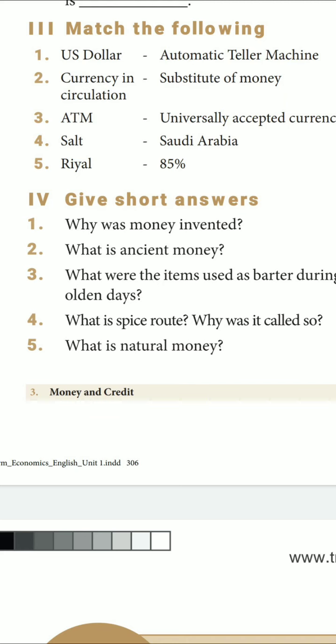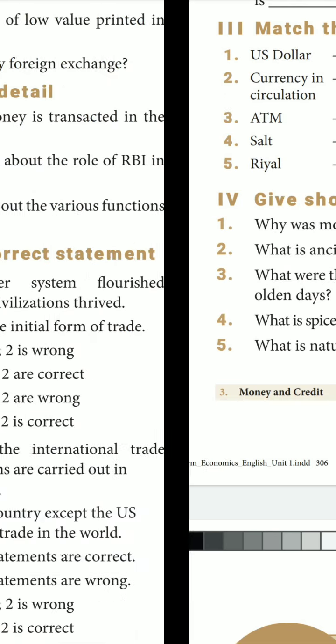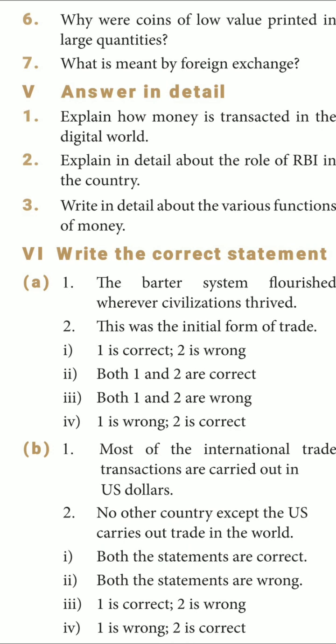Next, Roman number 4. 1, 2, 3, 4, 5, 6, up to 6 question answer, already I have marked. Now today's 7th one. What is meant by foreign exchange? That is page number 304, under the heading, relationship between money and prices. 4th para, currency is the medium of exchange in a country. The Indian currency is called the Indian rupee. Next, in a country, the foreign currency is called foreign exchange. Okay, that's all.